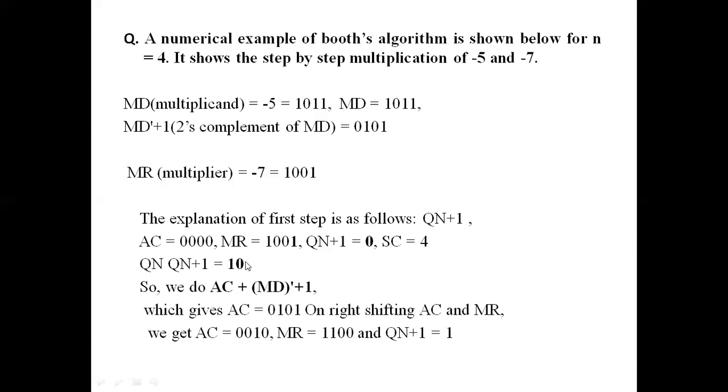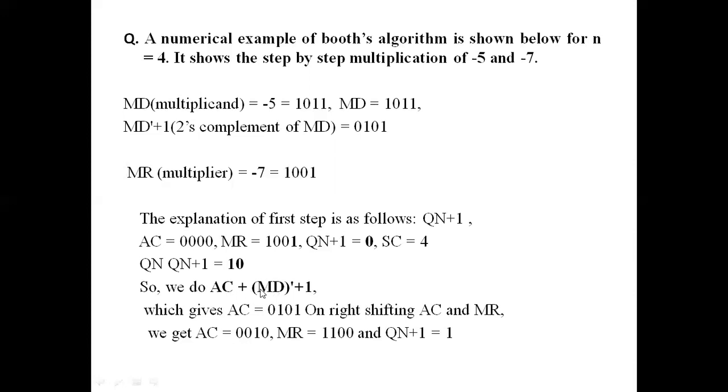So now let us inspect the value of Qn and Qn plus 1. For Qn, we check the least significant bit of the MR. The least significant bit of the MR is 1. And what is the value of Qn plus 1? Initially 0, we know. So the pair is 1 0. If it is 1 0, then we subtract the MD, that is the multiplicand, from AC. Therefore, we add AC with the 2's complement of the MD. So AC plus MD dash plus 1. Okay, so we have taken the 2's complement of the MD, which will be added with the AC.